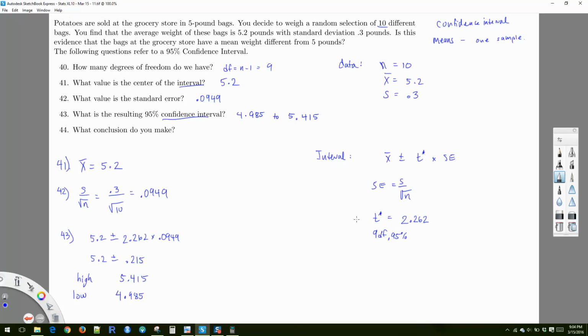Question? Yeah, the center of the interval. I'm using my x bar. So the center of the interval is always, when you look at the formula for a confidence interval, the part that comes before the plus or minus. The center is the part before the plus or minus.